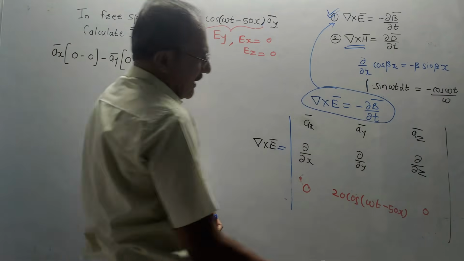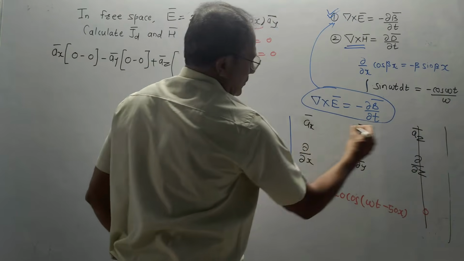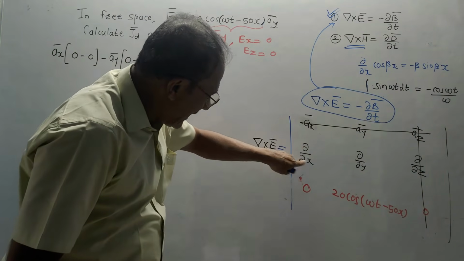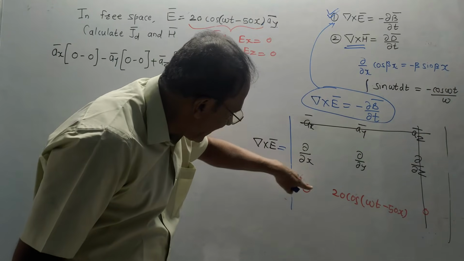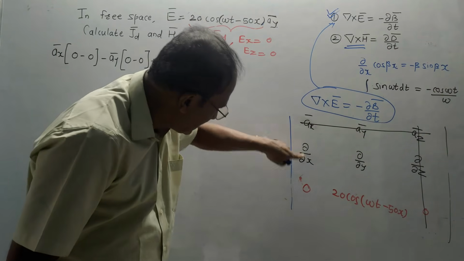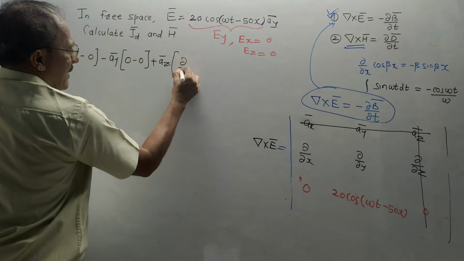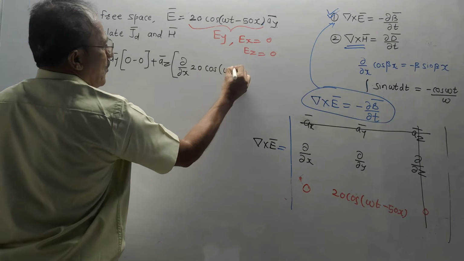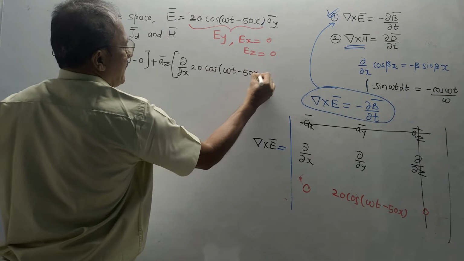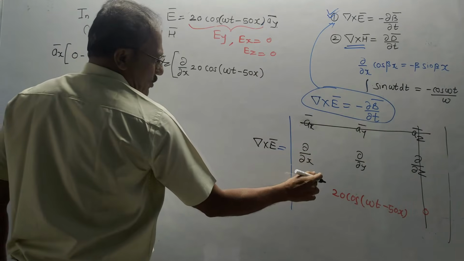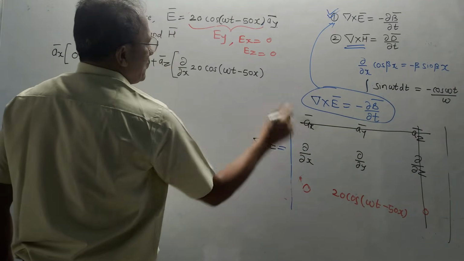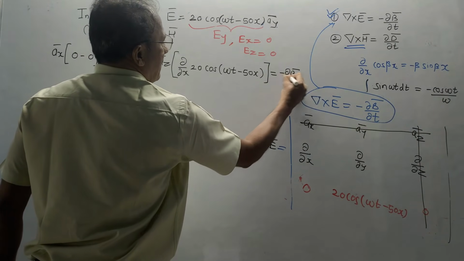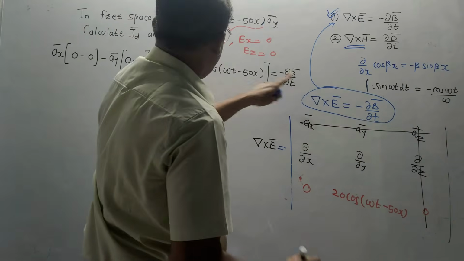While considering AZ bar, I need to skip this last column and this row. So the calculation will be del by del x of this term minus del by del y of 0, which is 0, but I need to consider this term. So it is del by del x of 20 cos(omega t minus 50x). The second term is 0, as we discussed. Del by del y of 0 is 0. That is equal to the RHS term, minus del B bar by del t. This term I have written as it is.